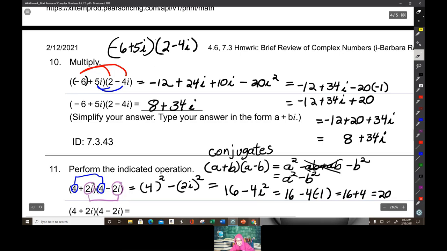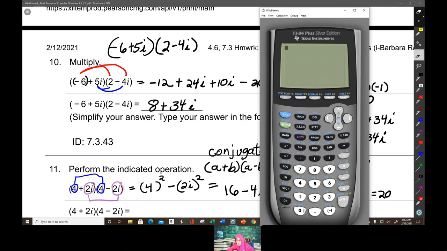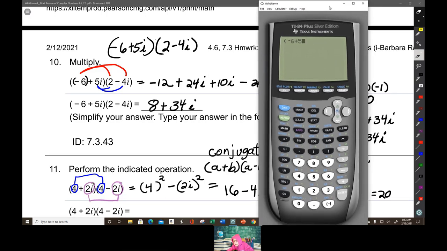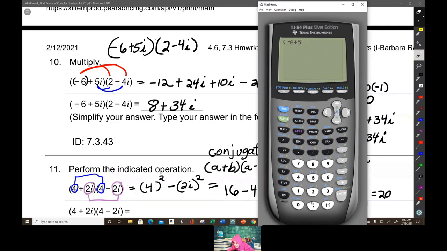Now, I'm going to put it in the calculator, and this is so cool. Parentheses, negative 6 plus 5. Now, I cannot make this go down anymore. You have to look above your decimal key down here at the bottom, and you'll see a little bitty i. Get the i by clicking on the second key and then the decimal key. And then close your parentheses. And then get 2 minus 4i: parentheses, 2 minus, that's a minus and not a negative, 4, second dot. Close parentheses.